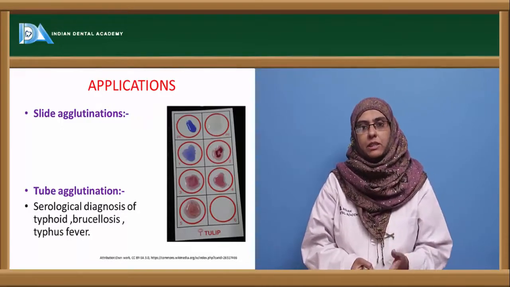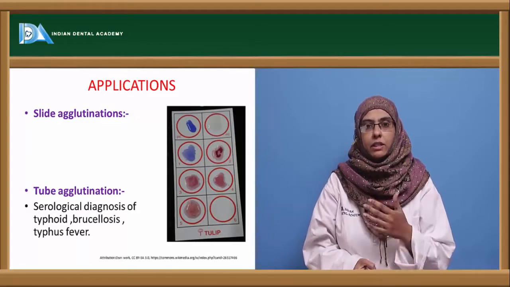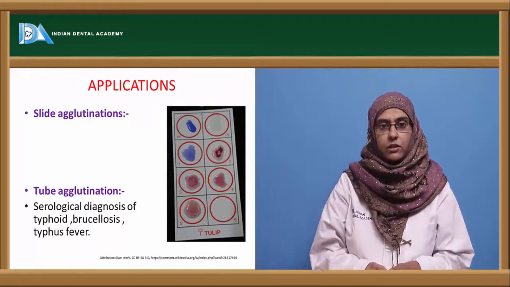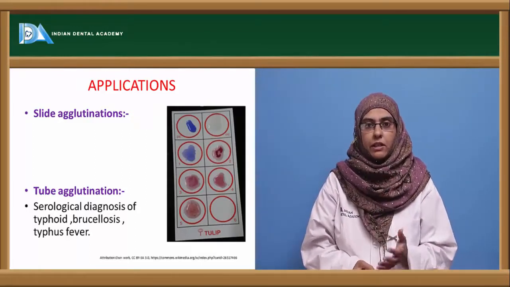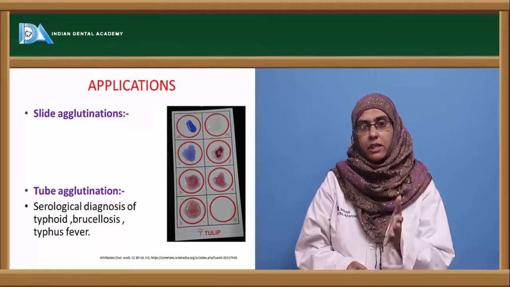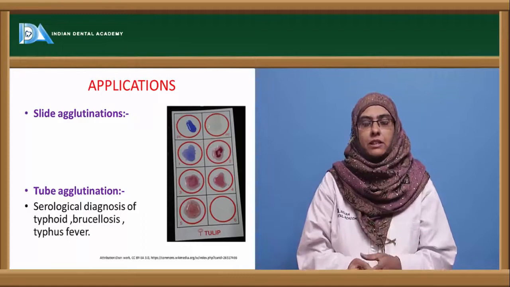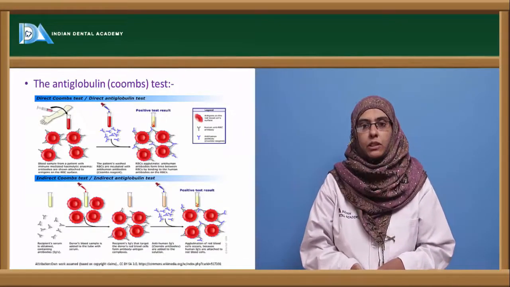Whereas in the cold agglutination test, the name itself indicates the agglutination takes place at a very low temperature, at around 4 degrees centigrade. So here the positive is seen in mycoplasmal pneumonia, where the agglutination reaction takes place at 4 degrees centigrade and can be reversed at 37 degrees centigrade. Next is the antiglobulin or the Coombs test.